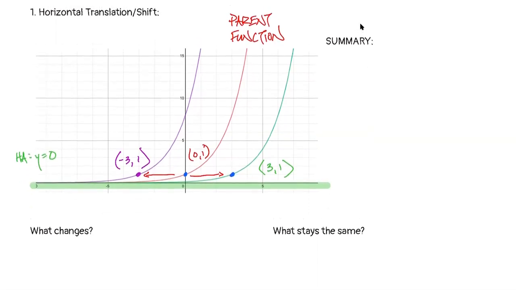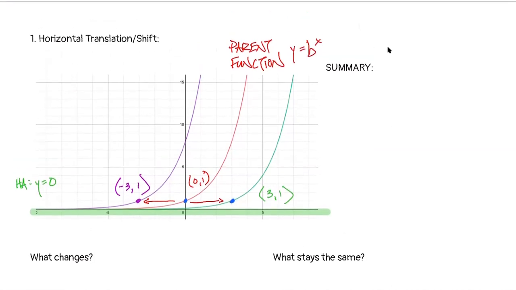So when we have these different graphs, okay, let's actually think about what the equation for this one is. So the equation for the red one is y equals b to the x. Okay, so I don't know exactly what b is, but I know it's an exponential function. When I write the equation for the green one, I would write y equals b to the x plus or minus 3.